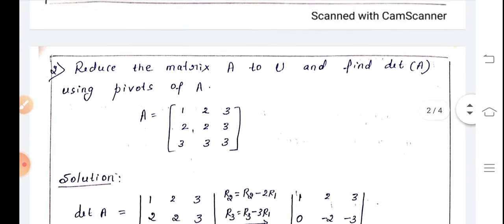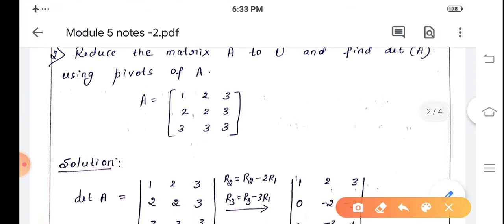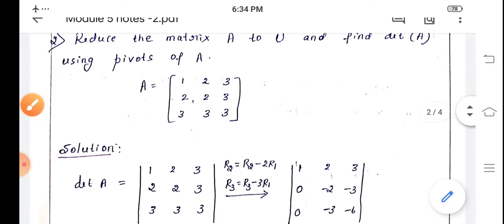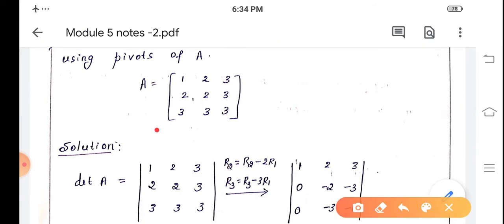In the second problem, question number 2, reduce the matrix A to upper triangular form U, and find the determinant of A using the pivots of A. The given matrix is A equal to first row 1, 2, 3, second row 2, 2, 3, and third row 3, 3, 3.